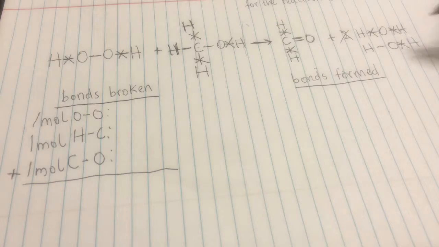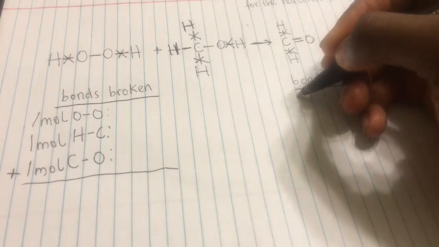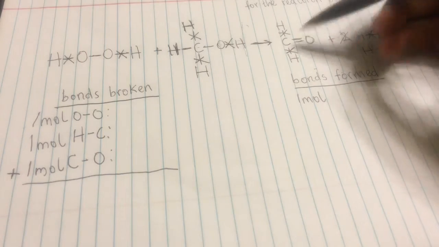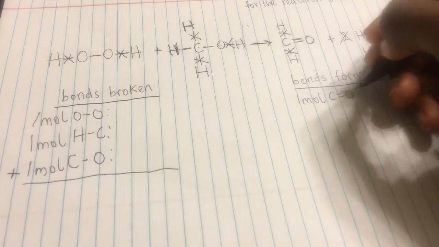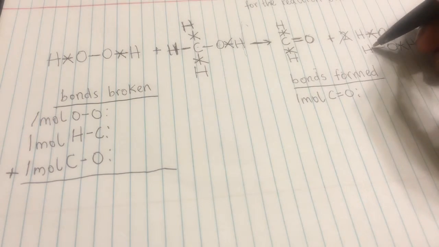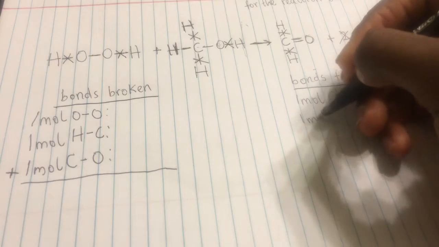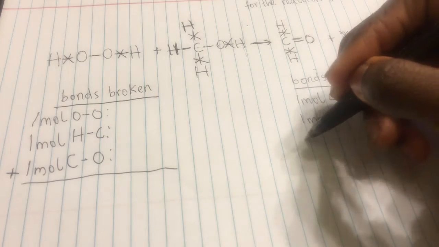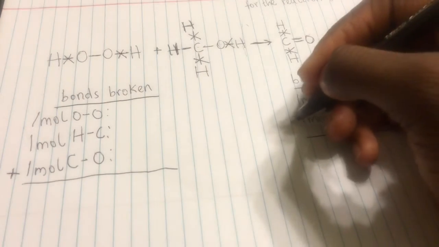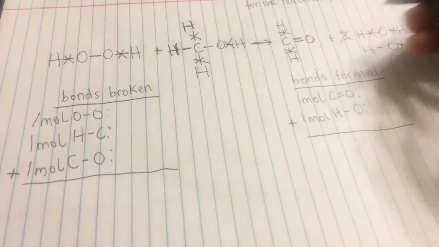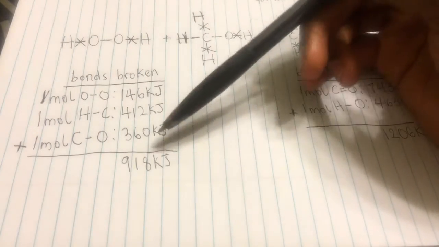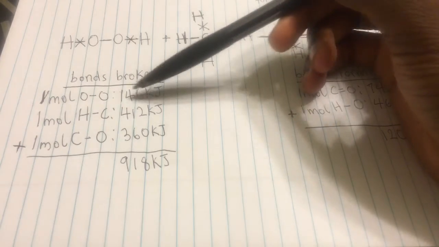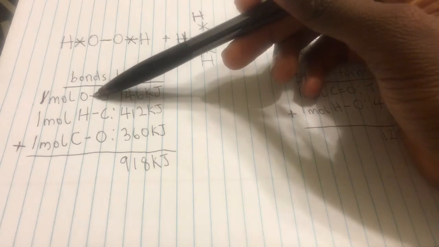And on the product side, you have 1 mole of a CO double bond, and you have 1 mole of an HO bond. These will also be added up to give us the bonds formed. To calculate the total amount of energy in the bonds broken and the bonds formed, you would need to add up the bond energies for each of these bonds.